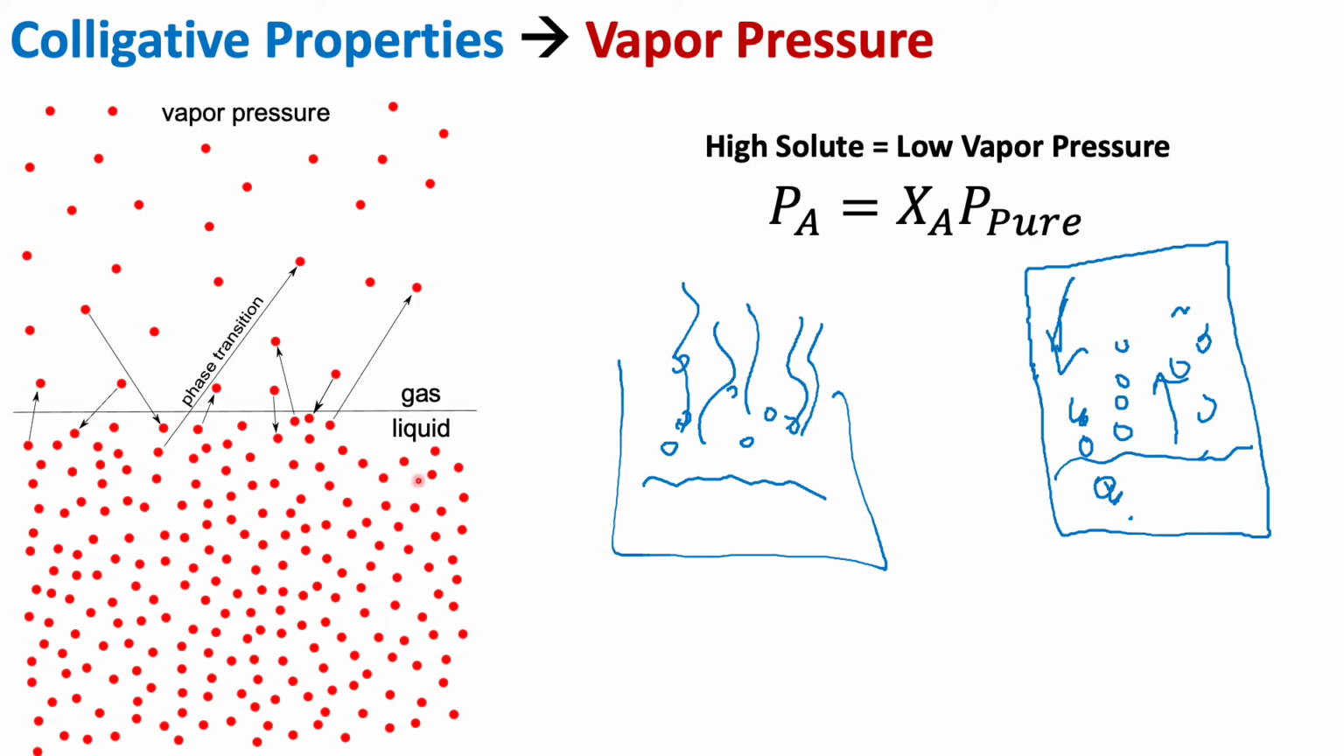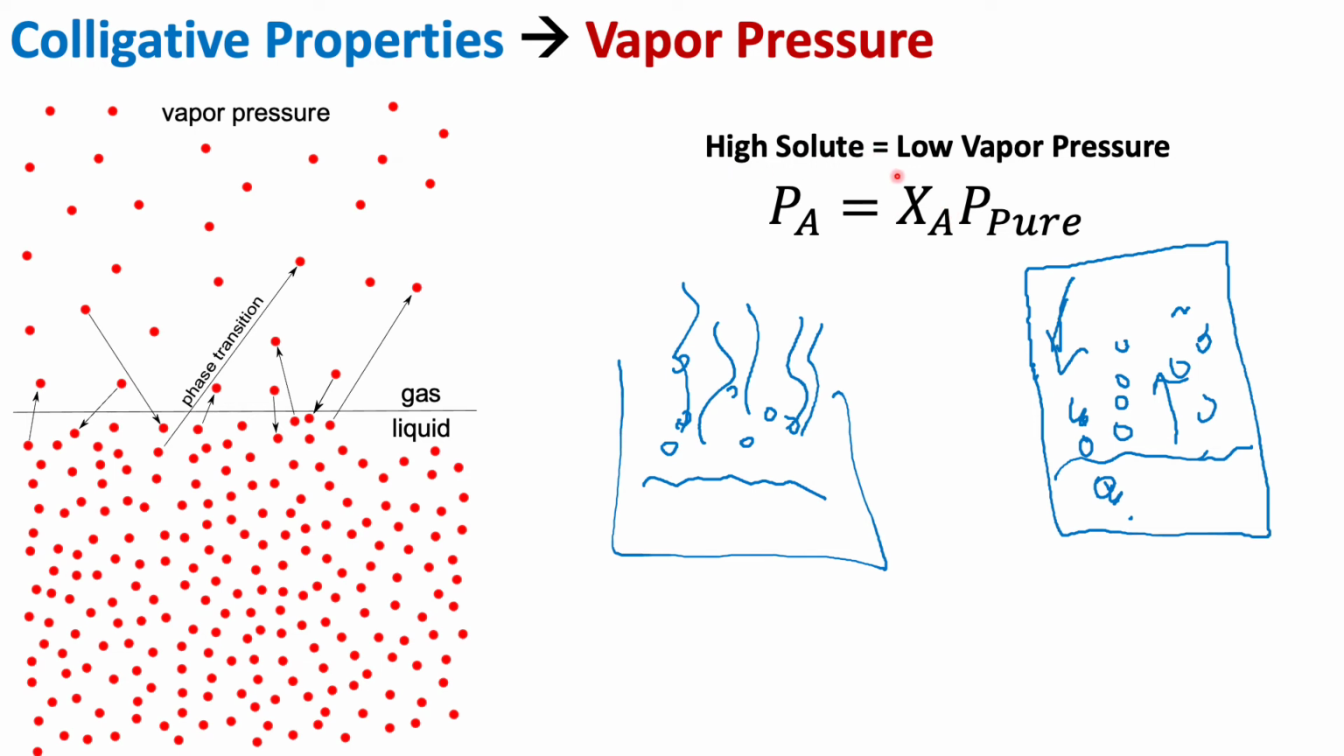So going back to this diagram over here, we can see we have the liquid and we have the phase transition going from liquid to gas, and we get these vapor particles, and we refer to this as vapor pressure. So when the liquid is boiling, its vapor pressure is going to be equal to the external pressure that it experiences.